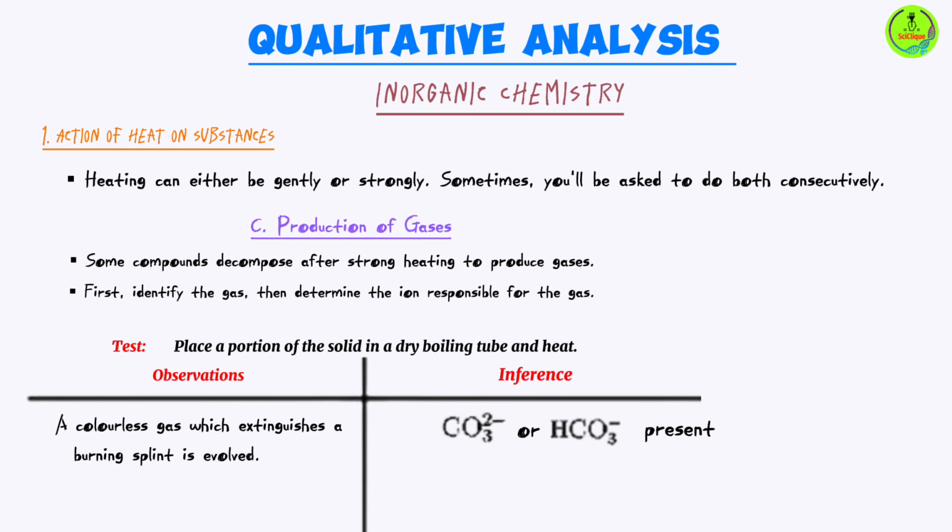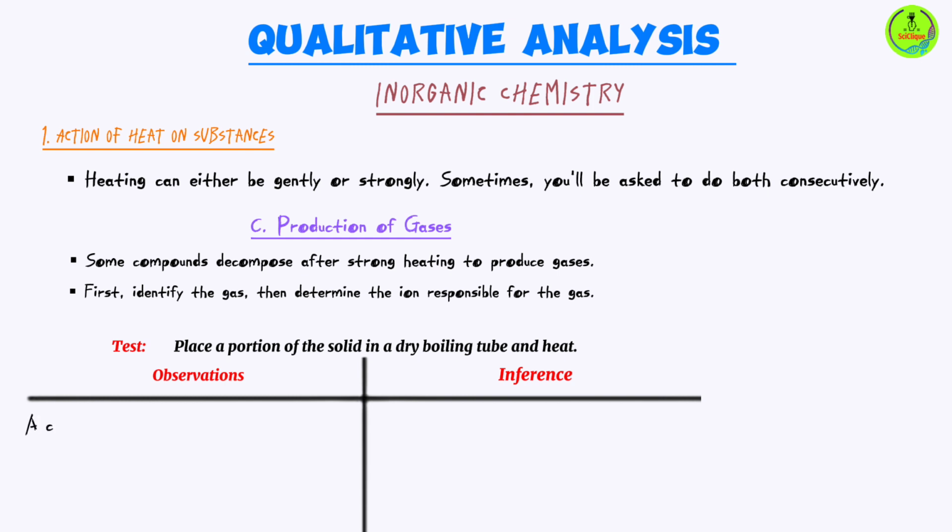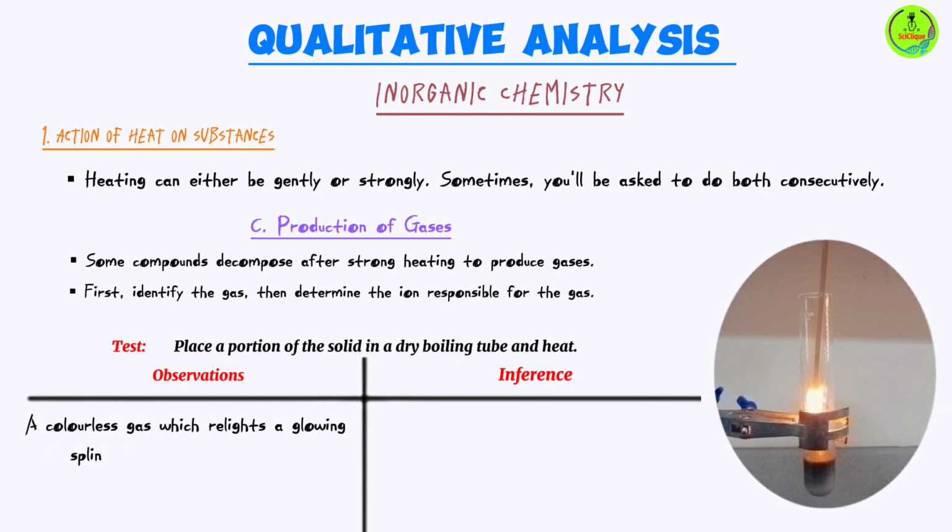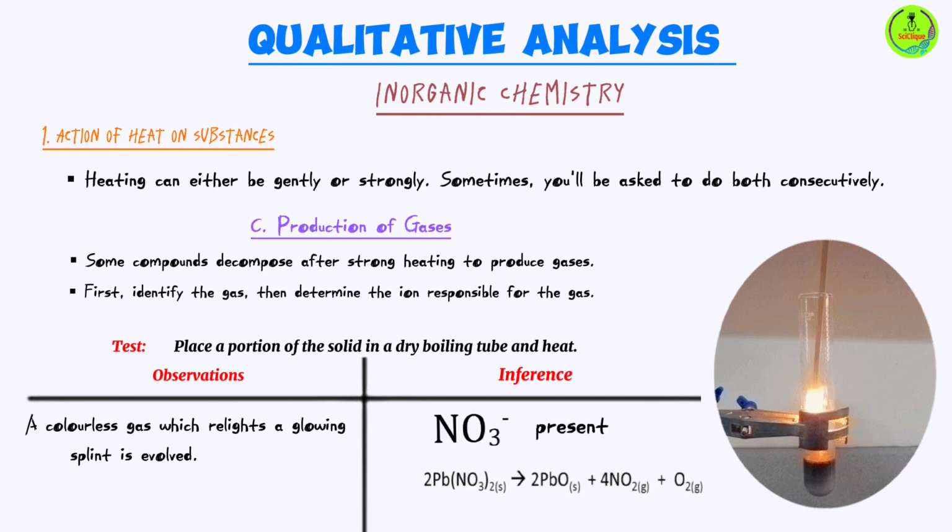Why? Because if you have a carbonate and a hydrogen carbonate on heating, in most cases they decompose, leading to the formation of carbon 4 oxide gas. Okay, what if you got a colorless gas that relights a glowing splint? This is oxygen gas. So what is your inference going to be? You need to mention an ion, remember. It's going to be nitrate ions are present. You find that the nitrate decompose on heating, releasing oxygen gas. So that means you have a nitrate present.